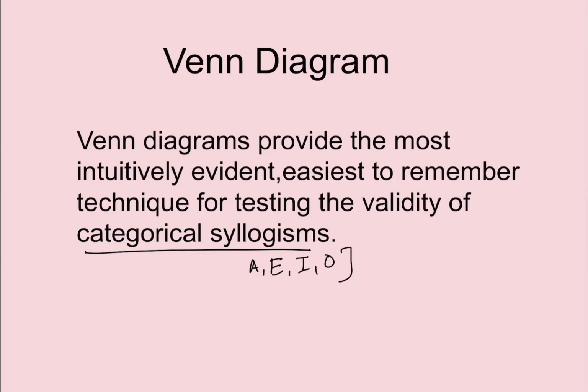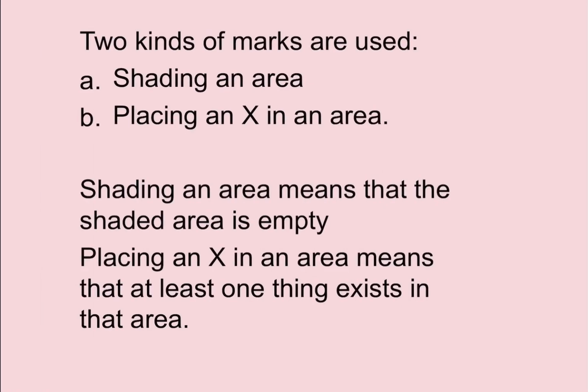We have four types of categorical syllogism: A, E, I and O. So to check whether a given argument is valid or invalid in categorical syllogism, we use the Venn diagram method. There are two ways of marking: एक आप shade कर सकते हो, and the second one is by placing X.